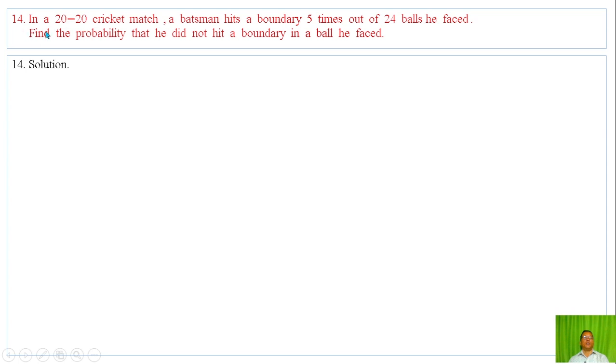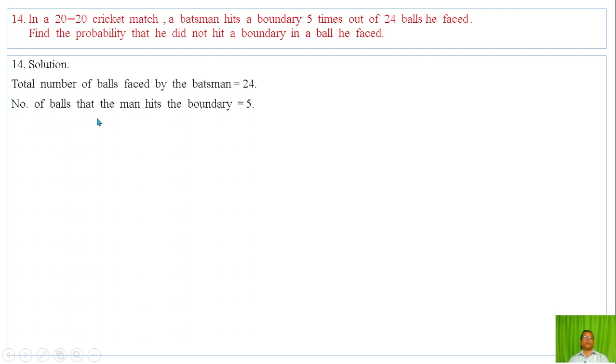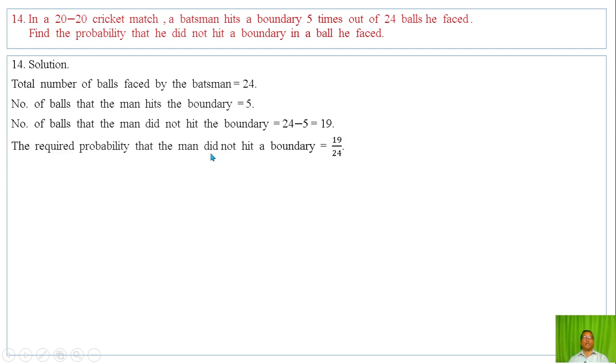Question number 14. In a 20-20 cricket match, a batsman hits a boundary 5 times out of 24 balls he faced. Find the probability that he did not hit a boundary in a ball he faced. The total number of balls faced by the batsman is 24. Number of balls on which the batsman hit the boundary is 5. Number of balls on which he did not hit the boundary is 19. So the required probability that he did not hit a boundary is 19 by 24.